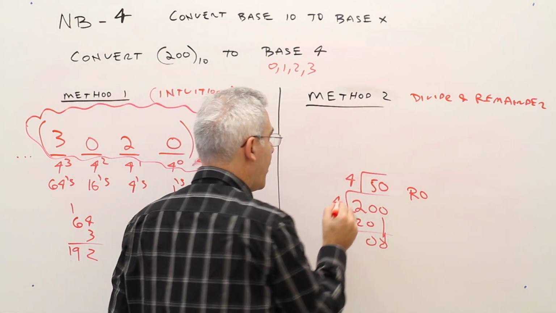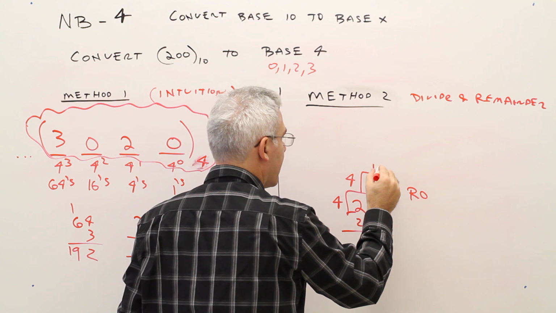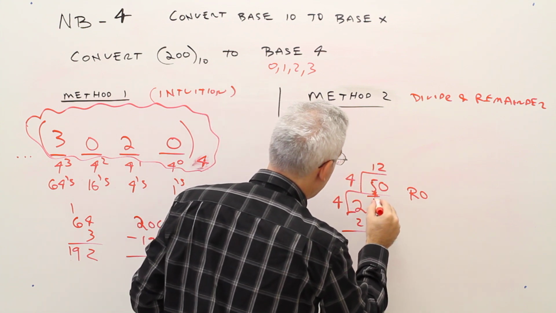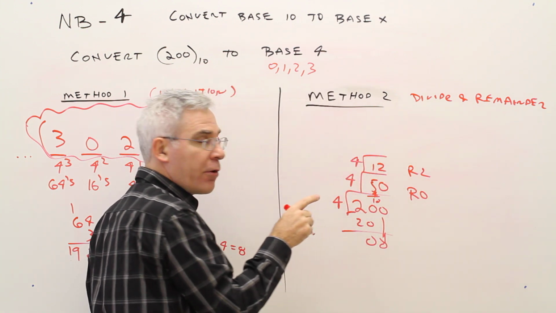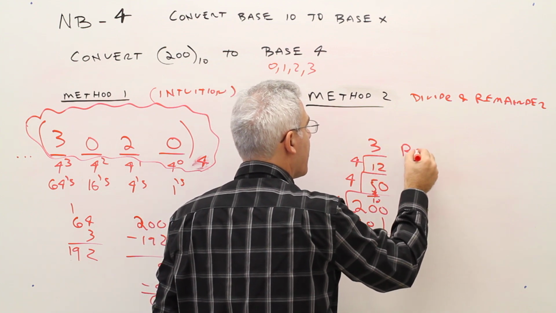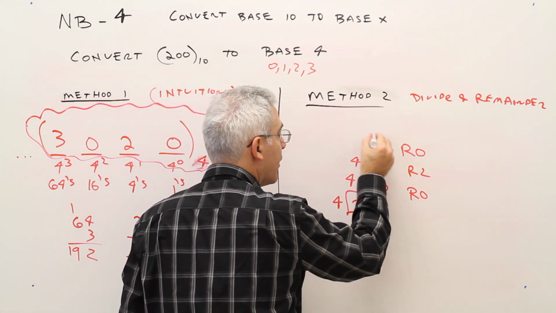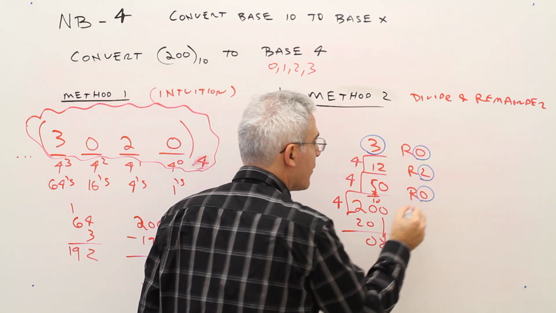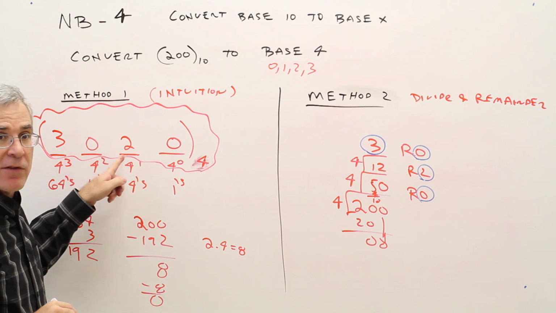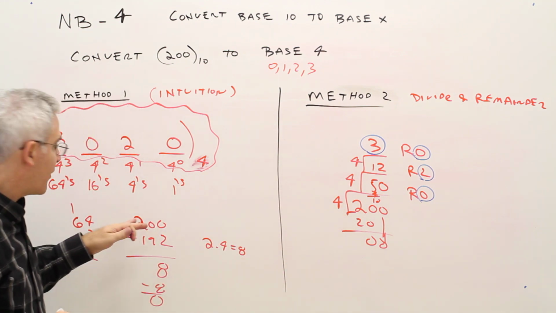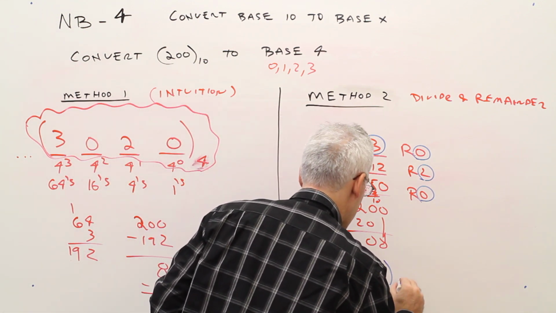Then I'll divide that by 4. 4 goes into 50, or I'll just go 1, 4, 10, 12. All right, so 12, remainder 2. 4 goes into 12, 3, remainder 0. Then what I do is I circle each of these values, and if you note, 3020 is the exact same answer here. So this process is just a shortcut for this process. So let me write the answer: 3020 base 4.